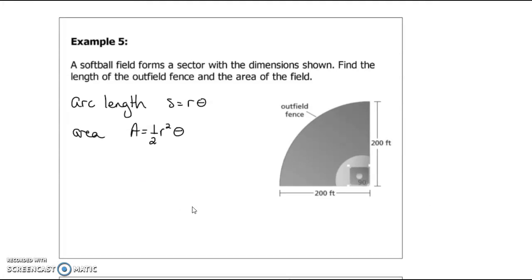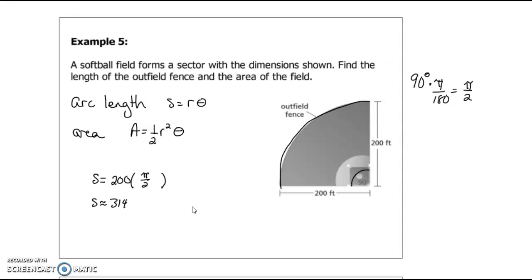A softball field forms a sector with the dimensions shown. Find the length of the outfield fence and the area of the field. Okay, the outfield fence is right out here, and so that's going to be arc length. So the first thing we're going to do is we're going to have our radius, which is 200, times our angle. Our angle is 90 degrees, but we know that 90 degrees is equivalent to pi over 2 radians. So we're going to use pi over 2. So when we type that into our calculator, we find out that our fence is going to need to be approximately 314.2 feet long.